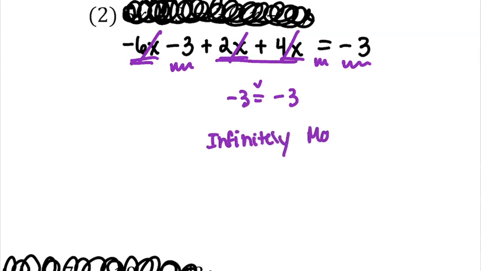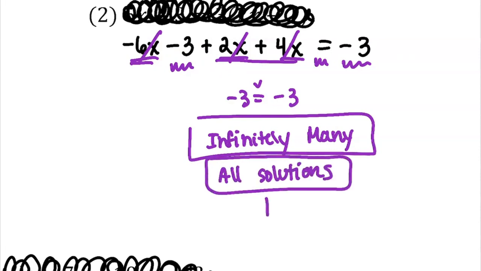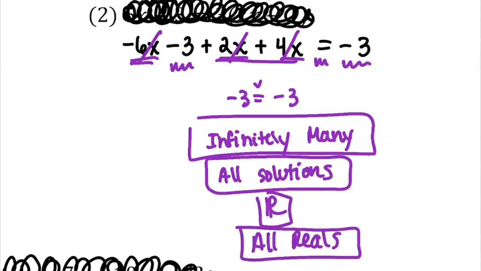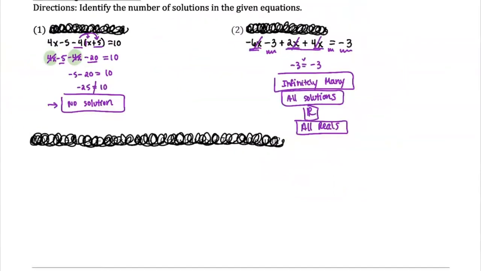There's a lot of different ways you could have answered this question, but if you said infinitely many, that was great. You could have said all solutions. That's totally fine as well. You could have said all reals. You could have just written a little R there. Really, any of these 4 different ways that you can choose, all of these mean all the answers.